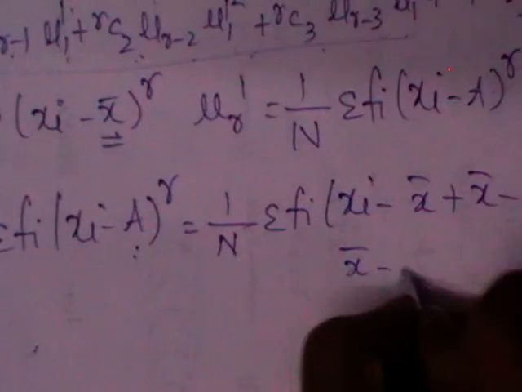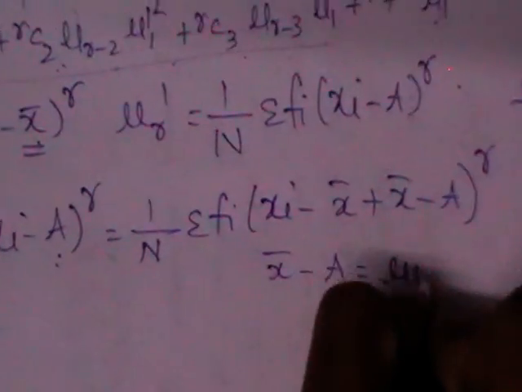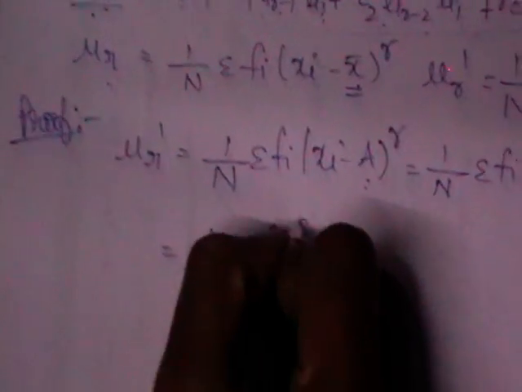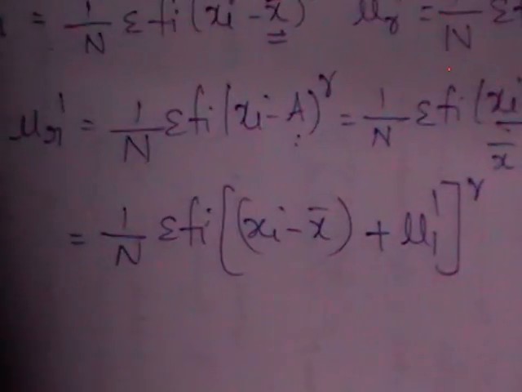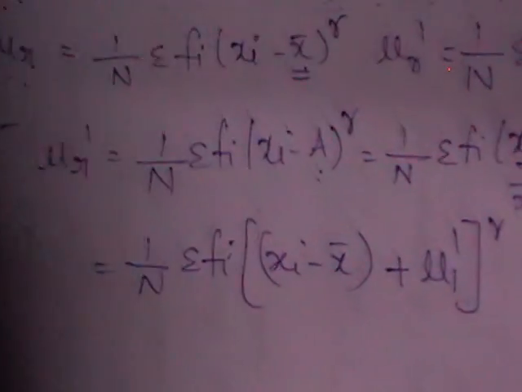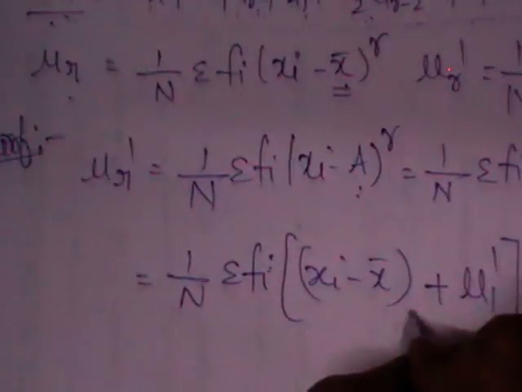Okay, so what is x bar minus a? We know that x bar minus a is mu 1 dash. So 1 by n sigma fi into, as you have four terms, write the first two terms as it is, xi minus x bar. This x bar minus a can be replaced with mu 1 dash. There you got a minus x bar, so by taking minus 1 common you got minus mu 1 dash.